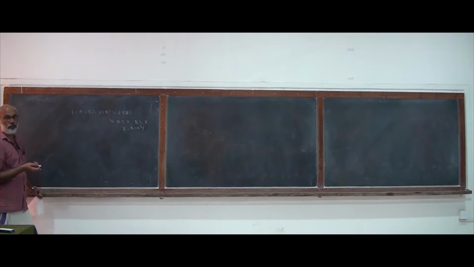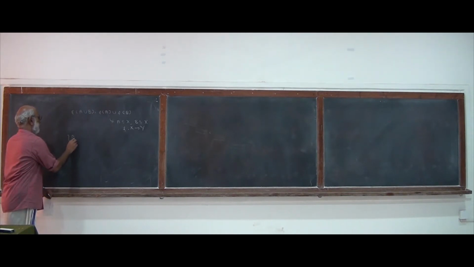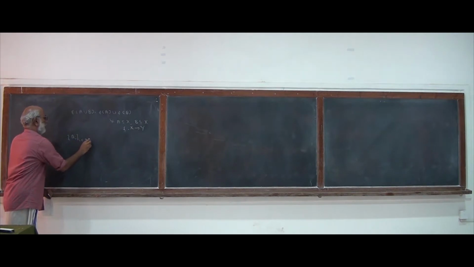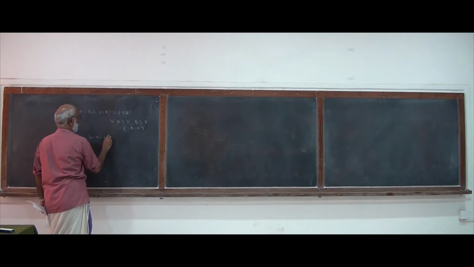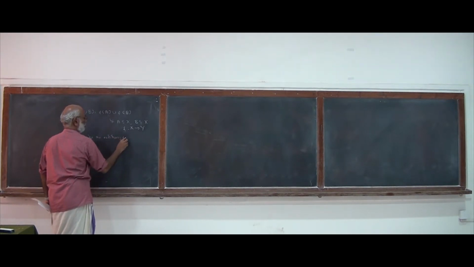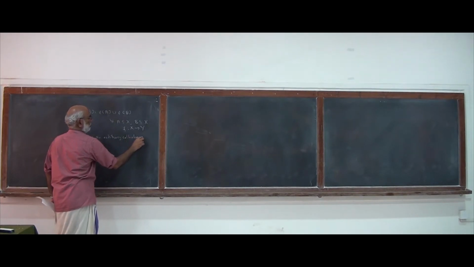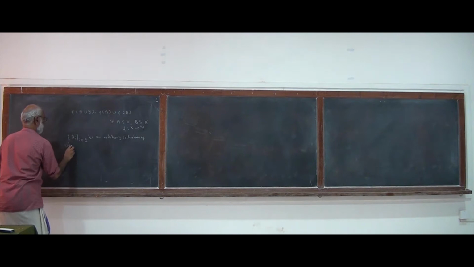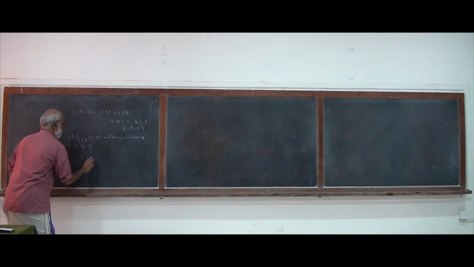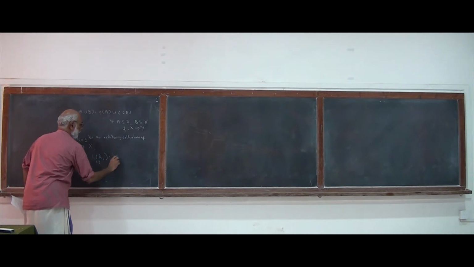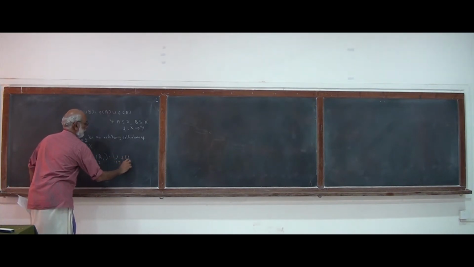This result can be generalized for an arbitrary collection of subsets of X. So suppose A_i, i an element of I, is an arbitrary collection of subsets of X. Still we will get that f of union A_i is equal to union of f of A_i.